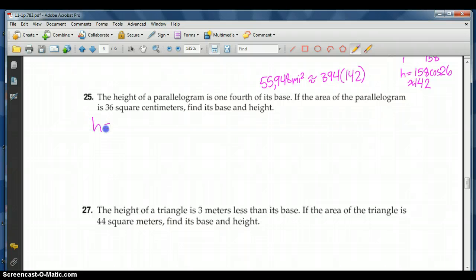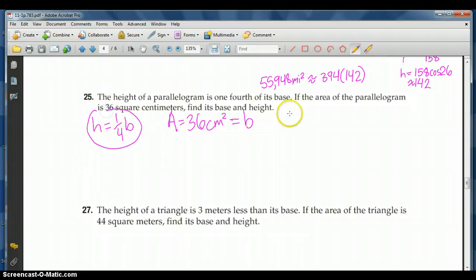Number 25, the height of a parallelogram is 1/4 of its base. So the height is equal to 1/4 of the base. If the area of the parallelogram is 36 square centimeters, find its base and its height. So the area, which is base times height, so we would take base times height, where height is 1/4 of the base. And then we solve this equation.